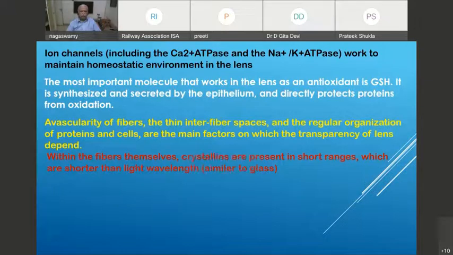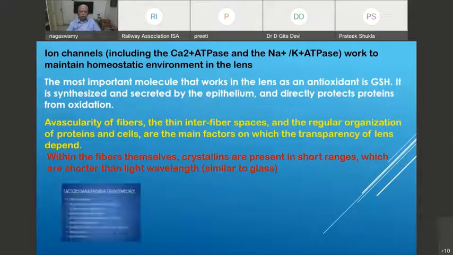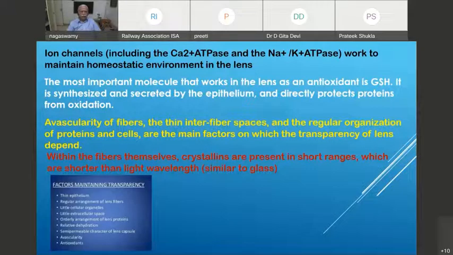Within the fibers themselves, crystallins are present in short ranges which are shorter than the light wavelength, similar to glass, which is why the lens is able to transmit light. So the factors which maintain the transparency of the lens are a thin epithelium, that is the subcapsular epithelium, regular arrangement of lens fibers, few cellular organelles, little extracellular space, orderly arrangement of the lens proteins, relative dehydration, semi-permeable character of the lens capsule, avascularity and antioxidants.